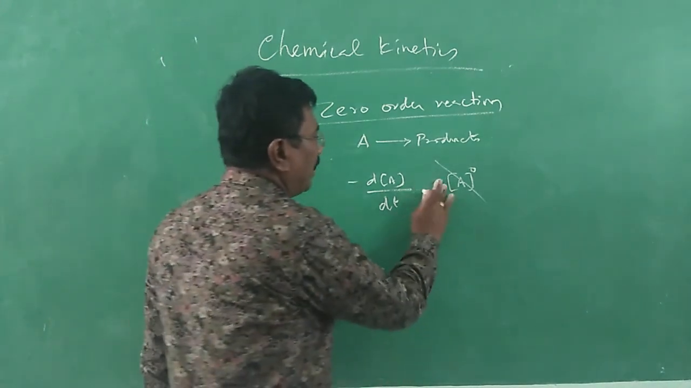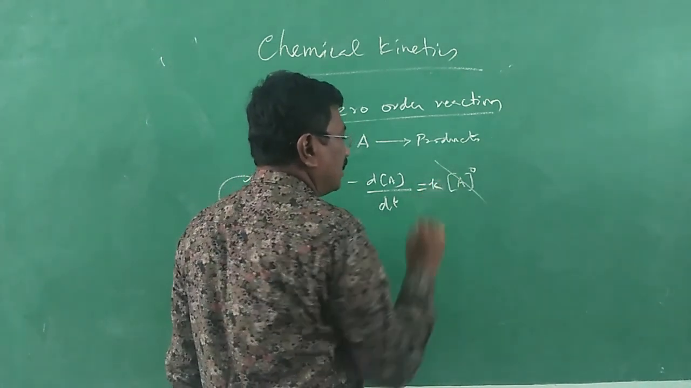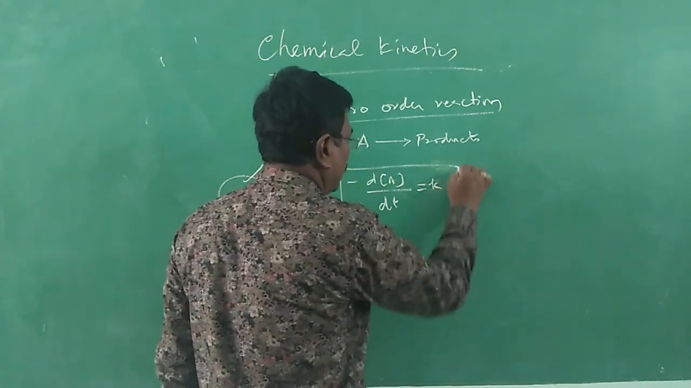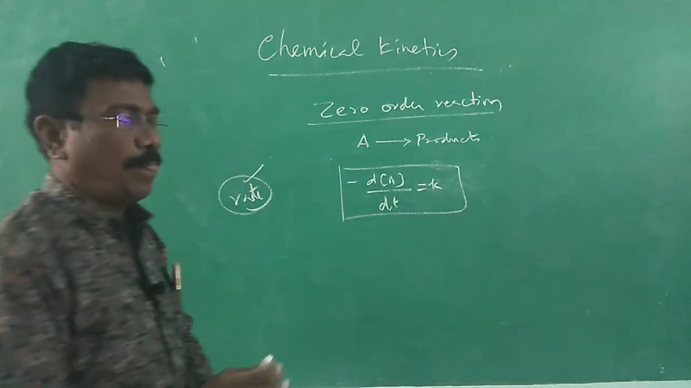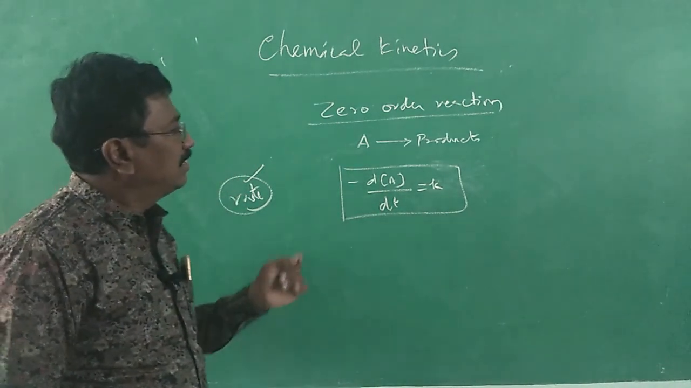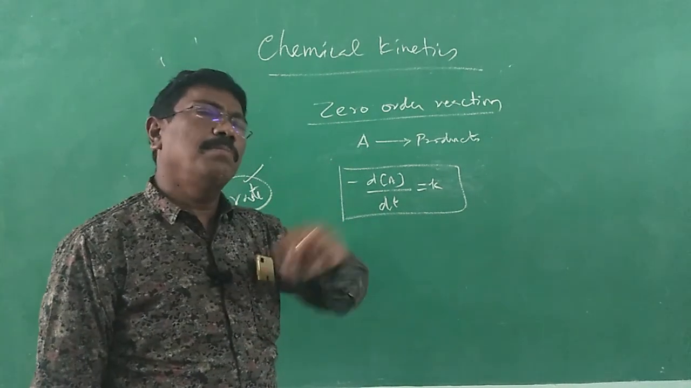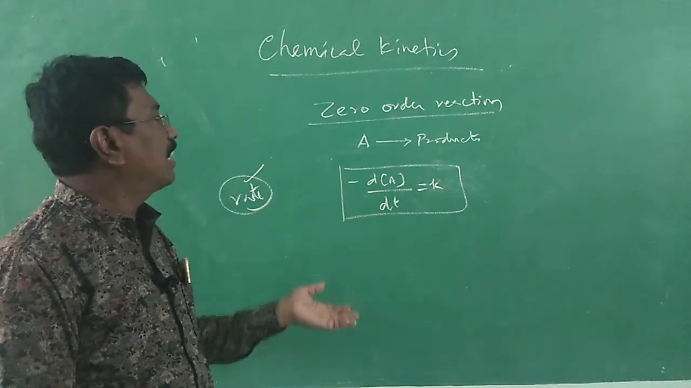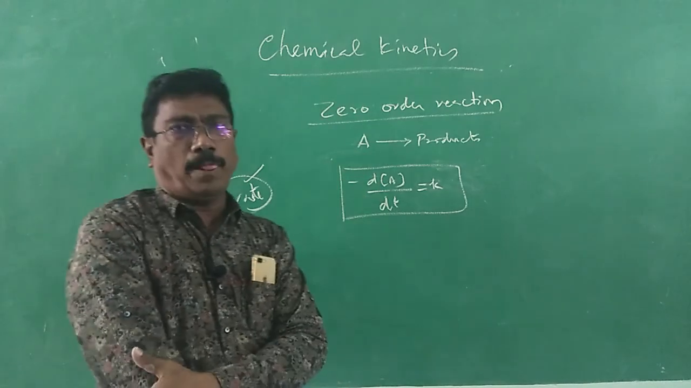Alright. When I equate, I should introduce a proportionality constant K. A naught is nothing but 1. Therefore rate is equal to K for a zero order reaction. Now the question is, can a reaction be zero order? Yes. The rate of the reaction, the speed of the reaction, is independent of concentration.